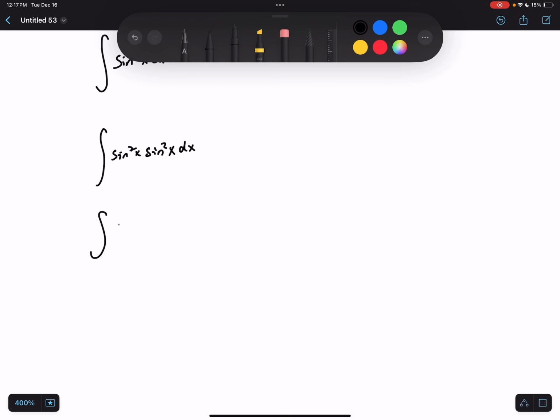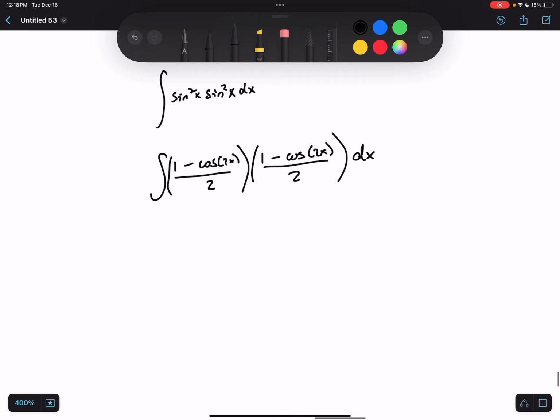We'll rewrite this as the integral of (1 minus cosine 2x over 2) in parentheses times the same thing, (1 minus cosine 2x over 2) dx. And now we can go ahead and extract these halves out front as a 1/4 times the integral.